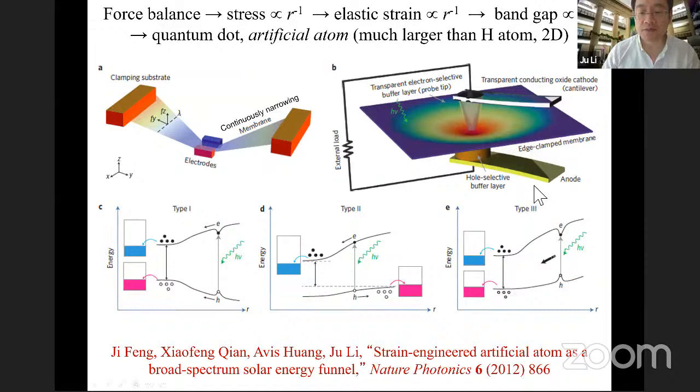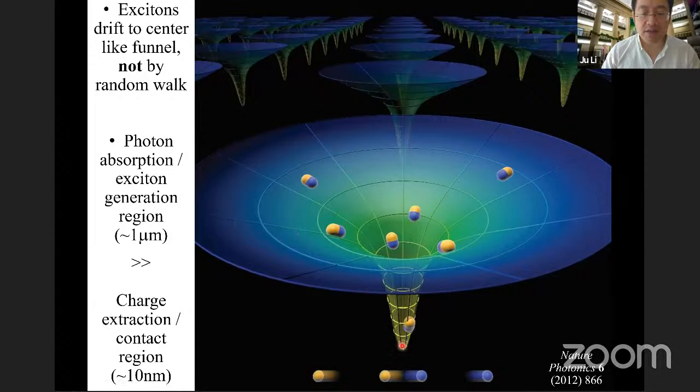But with a strain gradient, which gives you a band gap gradient, this actually drives a drifting motion instead of random walk. And so you can actually have a much bigger funnel for these charge-neutral excitons. We plugged in some numbers and predicted more than a micron distance: with a strain gradient, you can drive these essentially electronic energy carriers in the material to the origin.